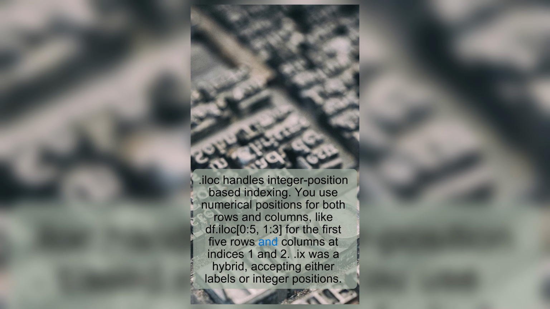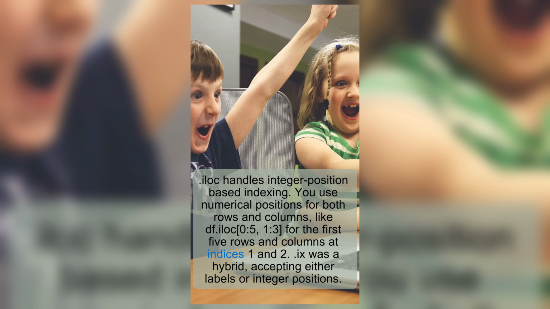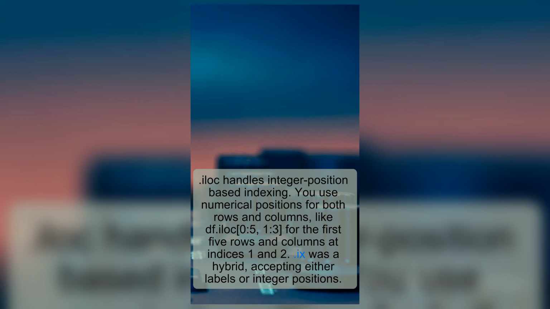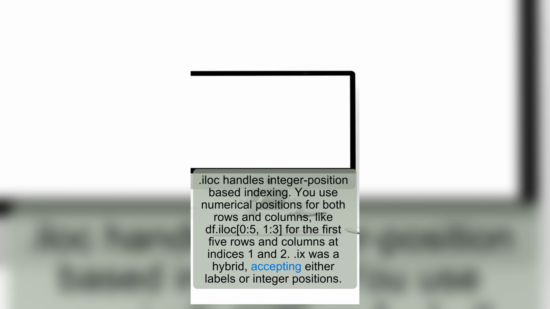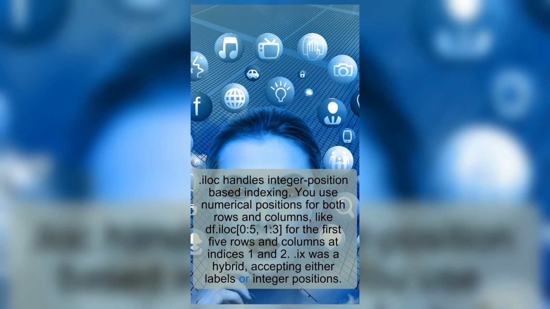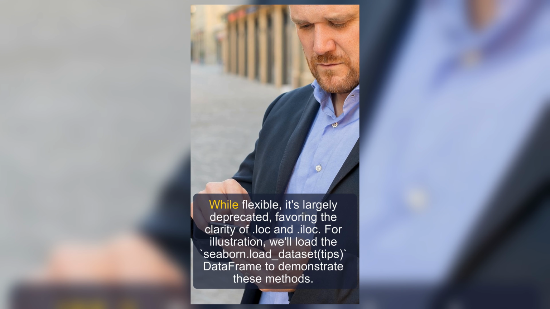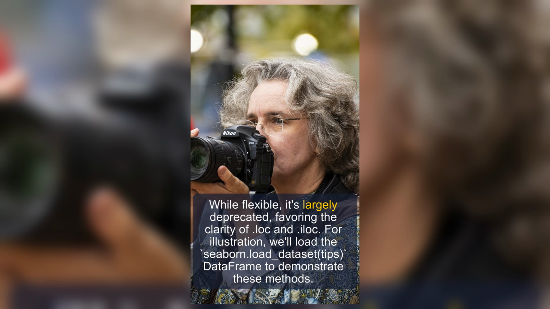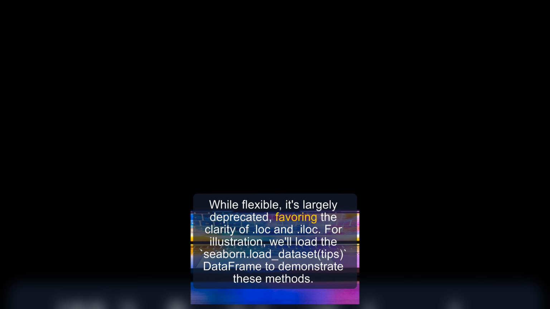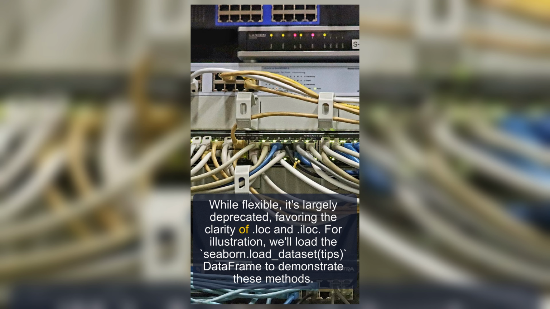1:3] for the first 5 rows and columns at indices 1 and 2. .ix was a hybrid, accepting either labels or integer positions. While flexible, it's largely deprecated, favoring the clarity of .loc and .iloc.